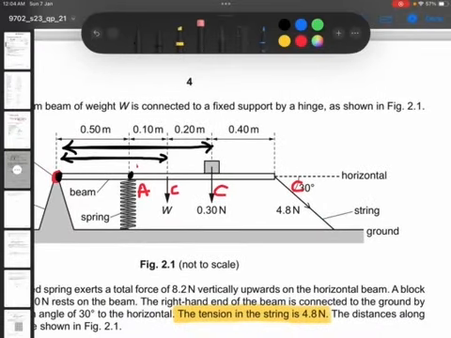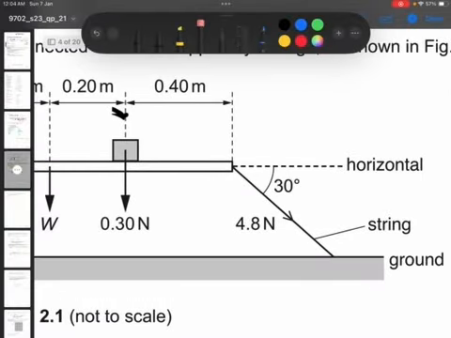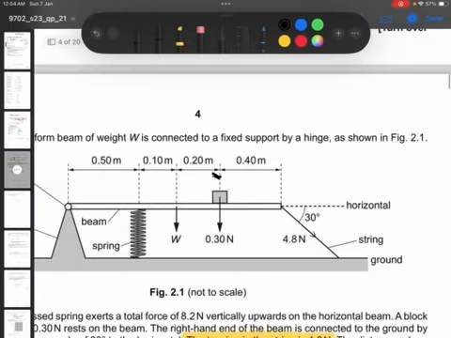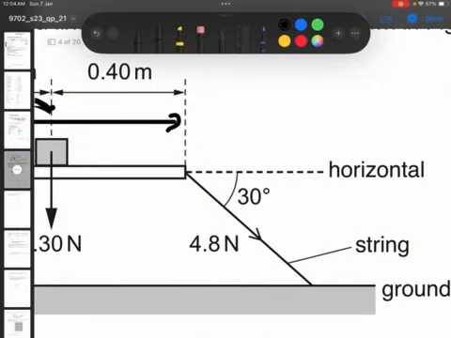We need to find this perpendicular distance from the pivot, but we have a problem. This force, its perpendicular distance from the pivot cannot be this one, for the simple reason that that distance and the direction of the force don't make an angle of 90 degrees with each other. The angle from here, as I showed you, is not 90 degrees. At best, it is 180 minus 30, which is 150 degrees.